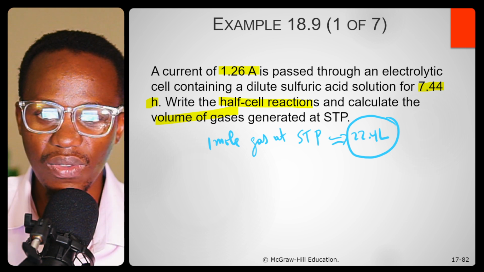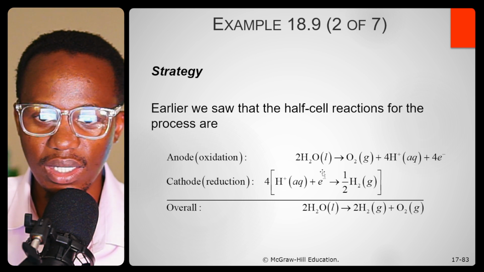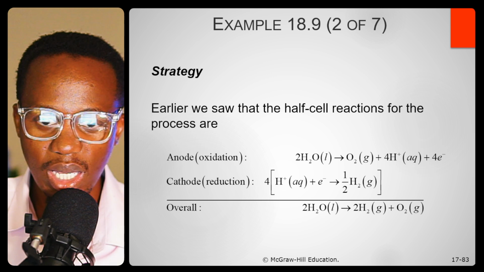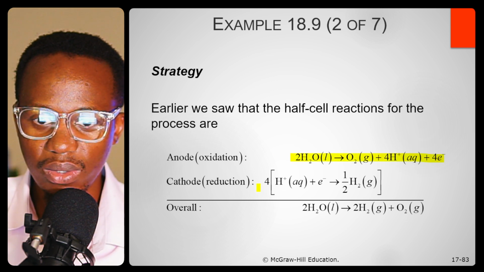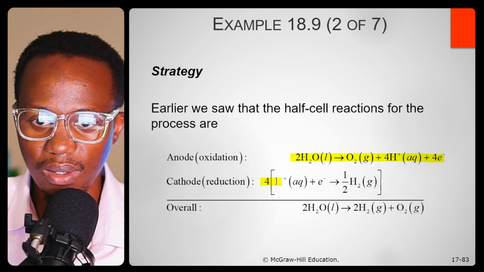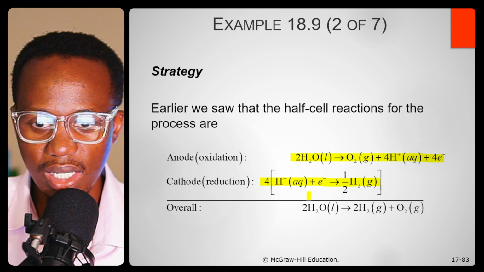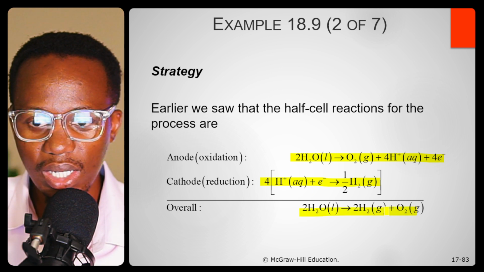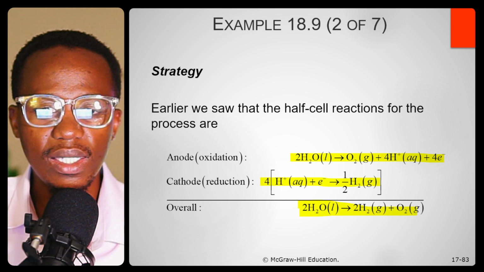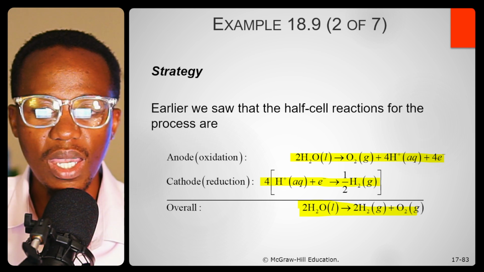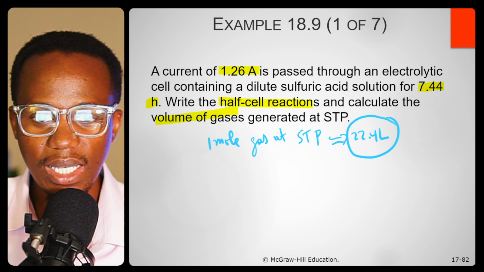But if they give you sulfuric acid, they are basically talking about the H2O, the H2O plus O2 reaction, right? So this is it. We already looked at this earlier, right? This is the electrolysis of water. And from here they're asking you, so write down the half-cell, and then calculate the volume.